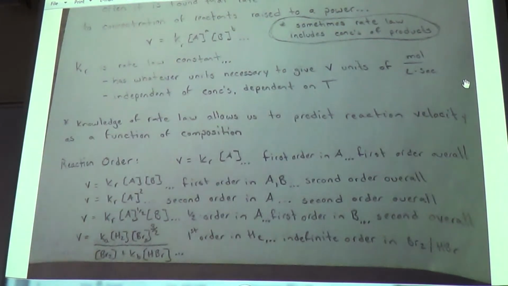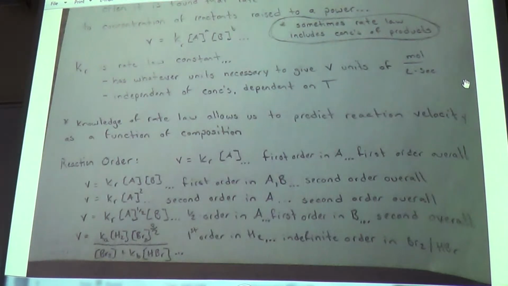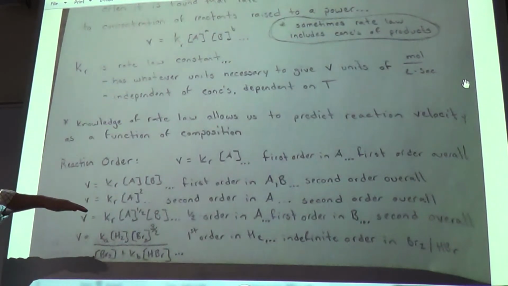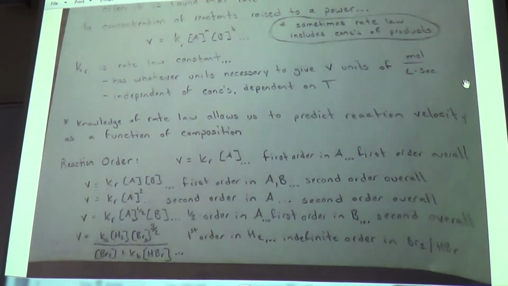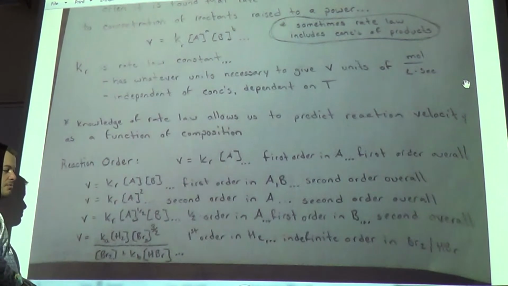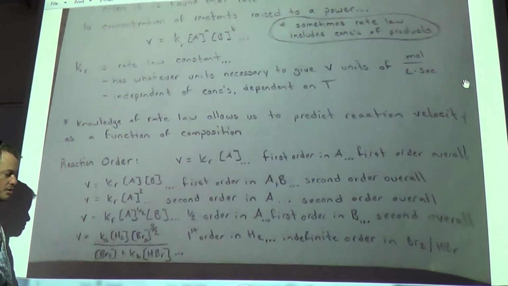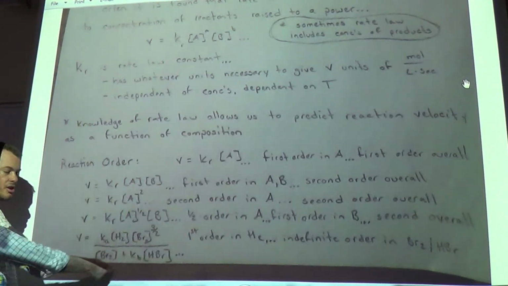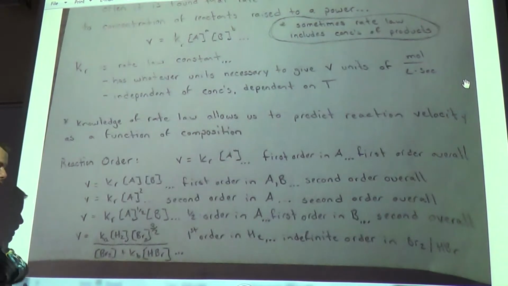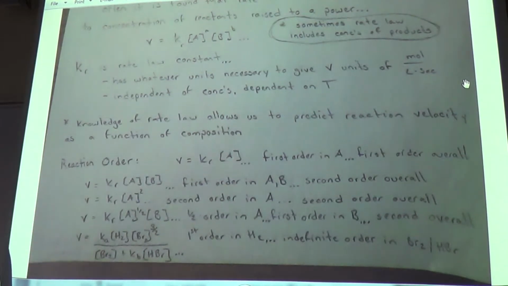This reaction is an example of what the rate law ends up looking like when you have a back reaction. When you can't say that the reaction goes only to products, the products go back to reactants. In that case, you have terms that look like this, where in the denominator you'll have a K for the back reaction times the concentration of a product.